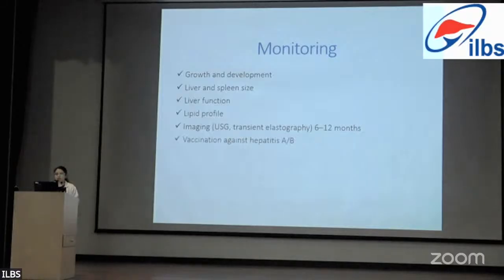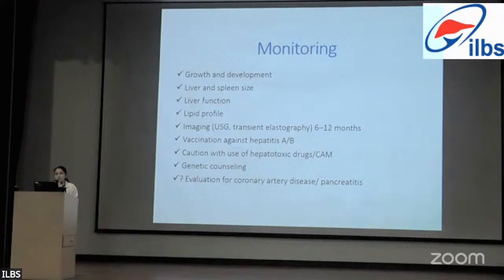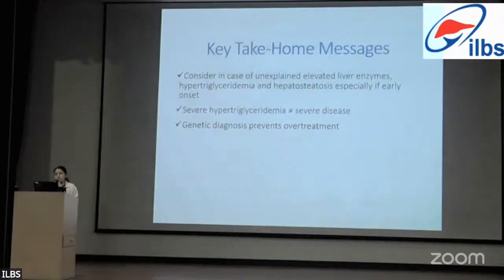It is important to vaccinate them against the preventable hepatitis A and hepatitis B, and caution should be advised with the use of hepatotoxic drugs or CAM, which may complicate the illness, and genetic counseling. So it is still debatable whether these patients should be regularly evaluated for coronary artery disease or pancreatitis.